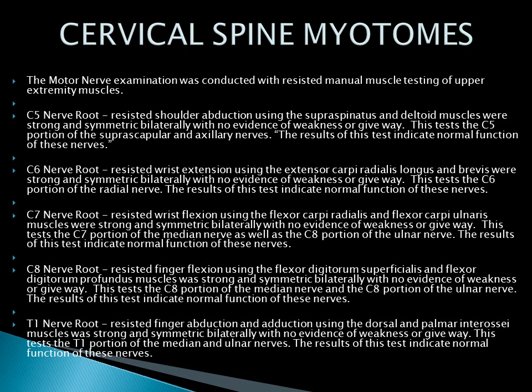Now with motor testing, we're going to test the cervical spine myotomes, and we're going to use manual muscle testing. For C5, we test resisted shoulder abduction. And resisted shoulder abduction tests both the supraspinatus and the deltoid muscles. And it could be argued that those two muscles are innervated by different peripheral nerves, and that's true, with the supraspinatus being innervated by the suprascapular nerve and the deltoid muscle being innervated by the axillary nerve.